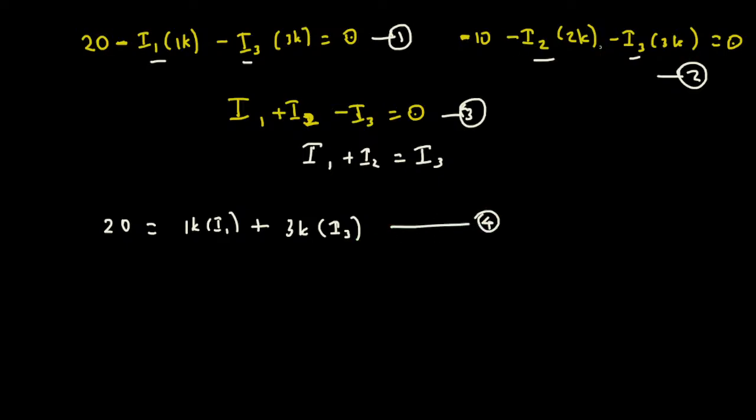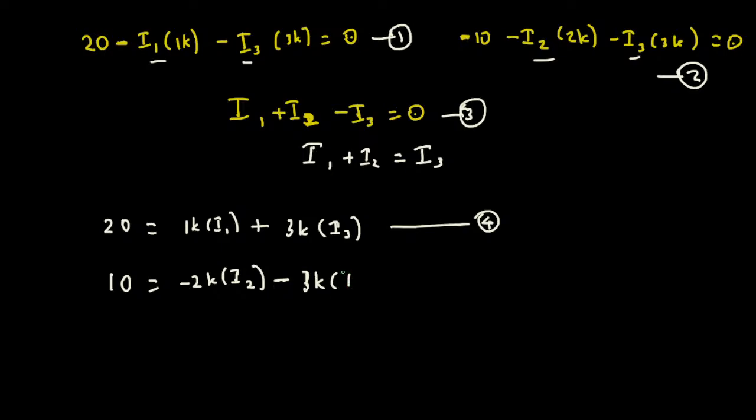I can also rearrange this other equation and make it look better. If I bring this minus 10 to the other side, that's going to be a plus 10, and the others I keep as they are. I also put the like terms together. We don't have I2 in one of them, so I just put it right here, I2, and then we have I3, that is minus 3k times I3.